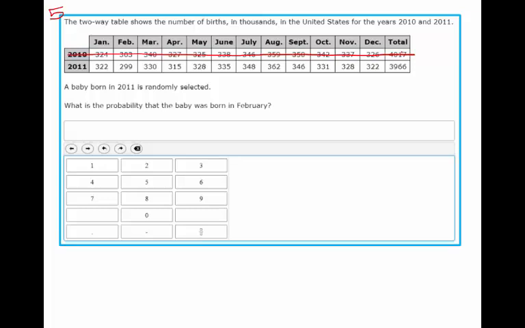Like I said, we're going to do probability, we're going to do frequency tables, but basically what you want to look at is if it's born in February, that's what will go on top. And so the number of babies born in February this year is 299. That is over the total, and so your total is 3,966, and again, that is your final answer.